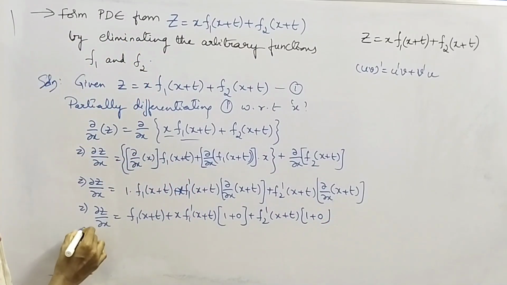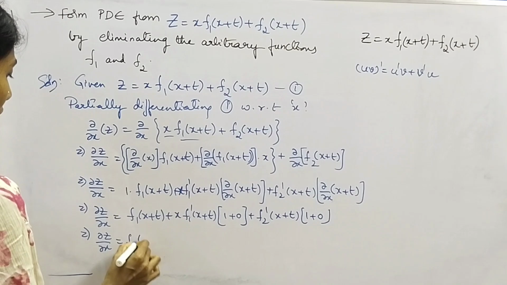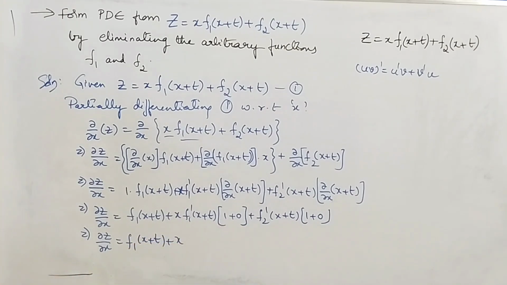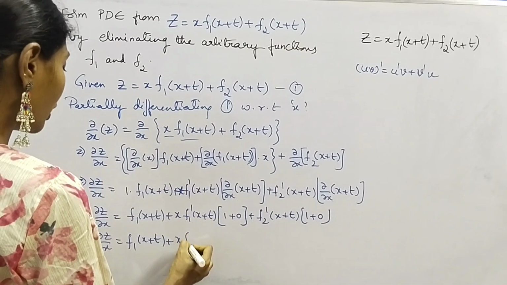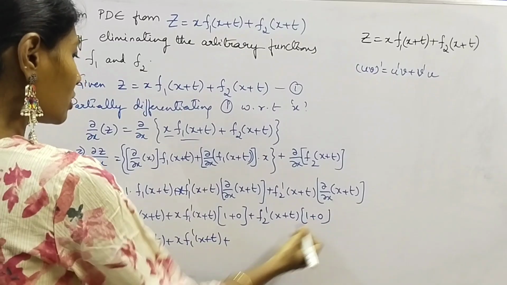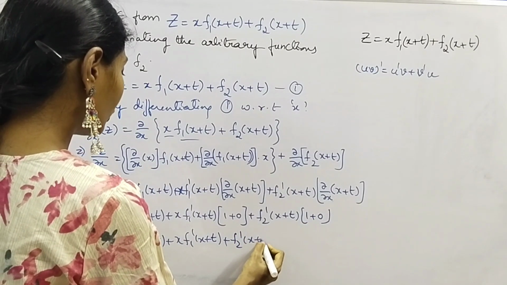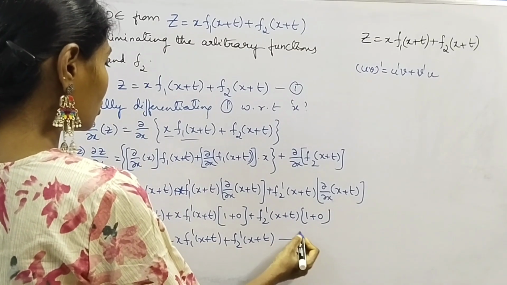Well, this becomes dou z by dou x equal to f1 of x plus t plus x. 1 plus 0 is 1, 1 into x is x. You'll get x into f1 prime. 1 plus 0 is 1, 1 into f2 dash is f2 dash. Right? Now, consider this as equation number 2.